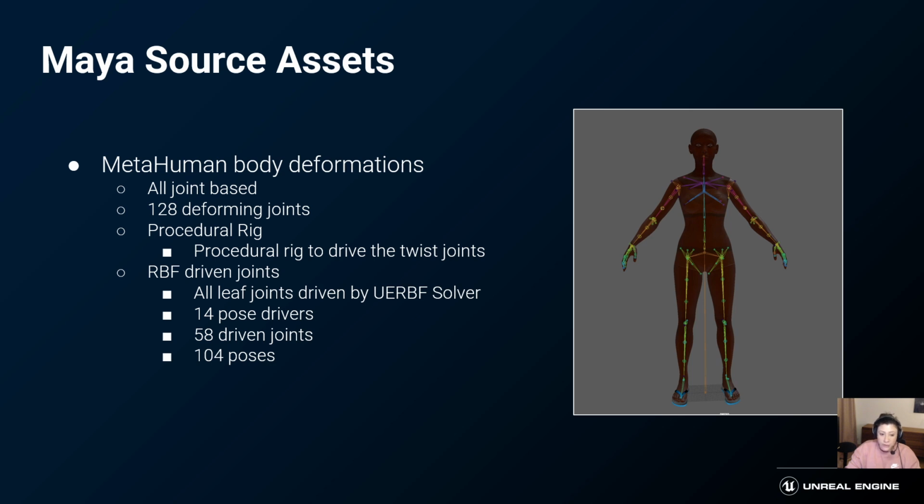RBF stands for radial basis function, which allows you to use any number of driver values to blend smoothly between any number of target values from any number of poses. And it's really a great way to drive any complex corrective poses or blend shapes. In this case, we are using poses because it's all joint driven. We have 14 pose drivers, 58 driven joints, and 104 poses in total.